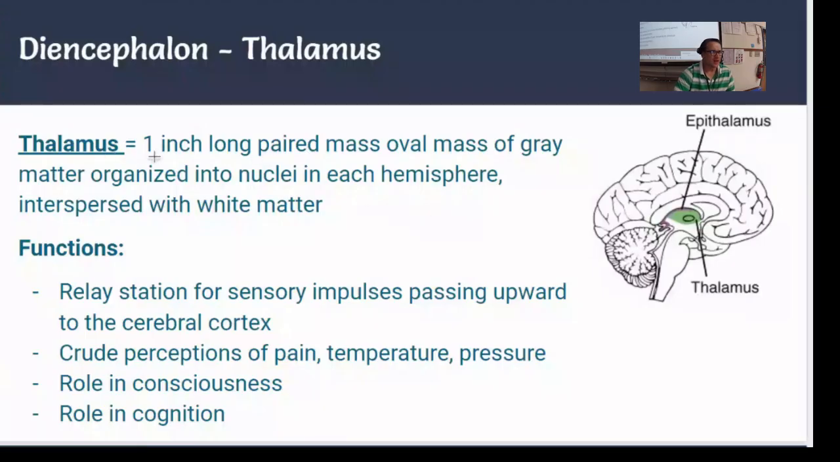All right, so the thalamus, one inch long. I highly doubt there's going to be a question like, hey, how long is the thalamus? A, half inch, B, one inch. There's not going to be a question like that. Just know where it's at. So here it is again in green. There's the thalamus, hypothalamus just below it, epithalamus back here.